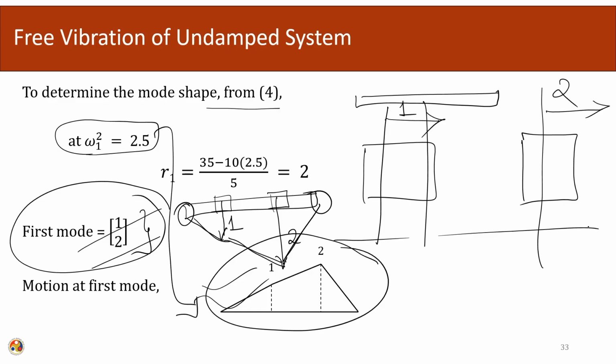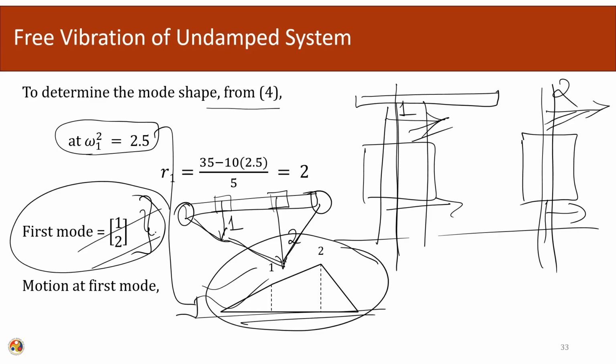So, in this first frequency the system is going to vibrate like this. The motion will be synchronous motion in which both the masses will move either toward the right or toward the left or oscillate towards the mean position. The first mass oscillating 1 unit and the second mass oscillating 2 units. Okay. So, this is the interpretation of this term.